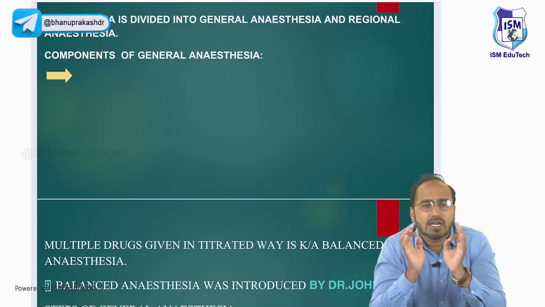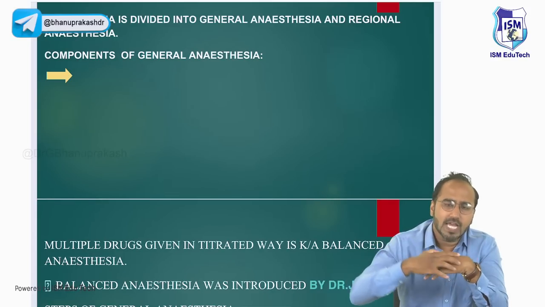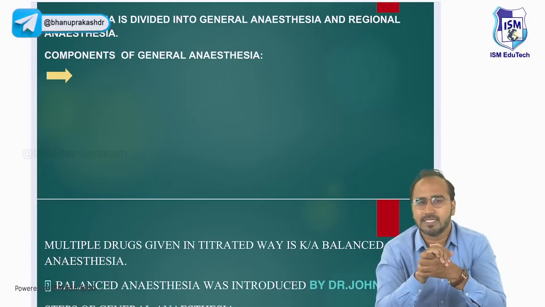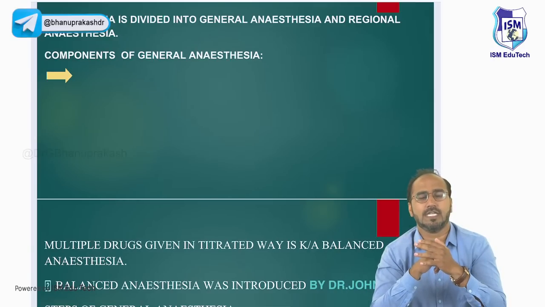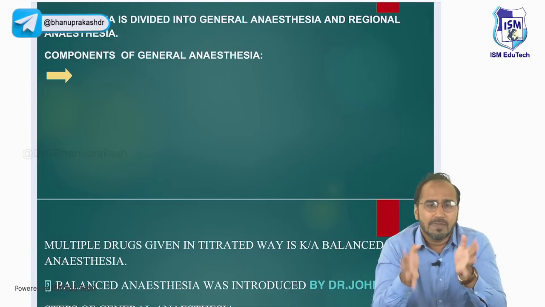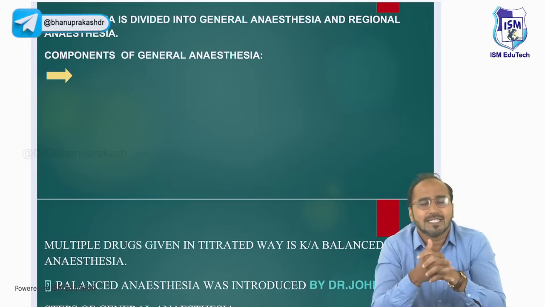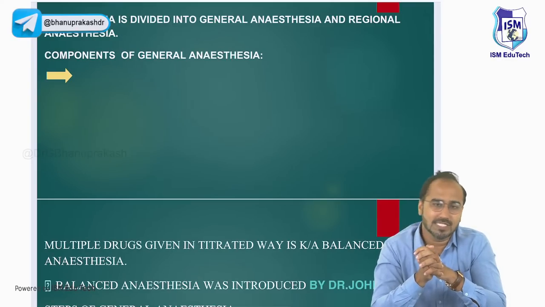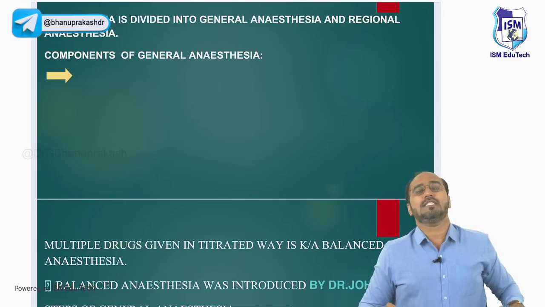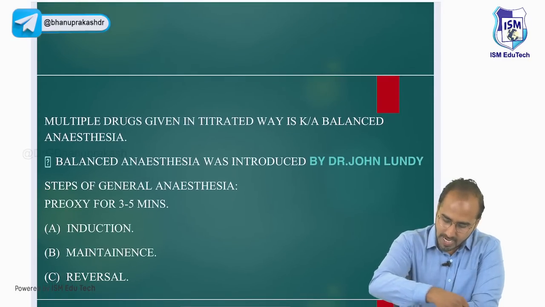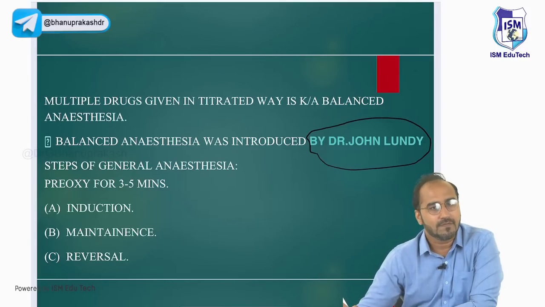In general anesthesia, we are not at all dependent on a single drug. We use a combination. We use an IV agent. We also give an inhalational agent. All agents have their own responsibilities. So in general anesthesia, we are basically mixing drugs, giving a combination of drugs. That's why this general anesthesia technique is called the balanced anesthesia technique. And this balanced anesthesia was introduced by a guy called John Lundy. Even though it's a funny name, we have to remember.